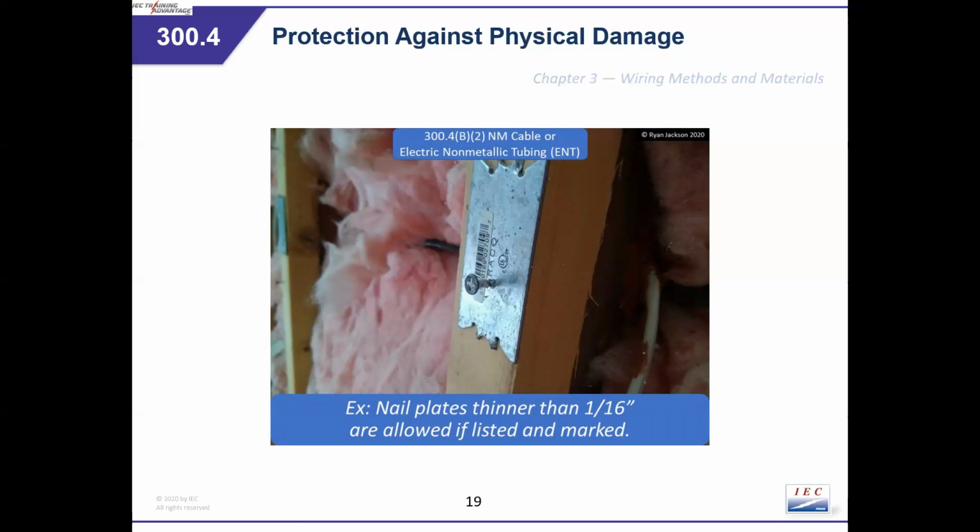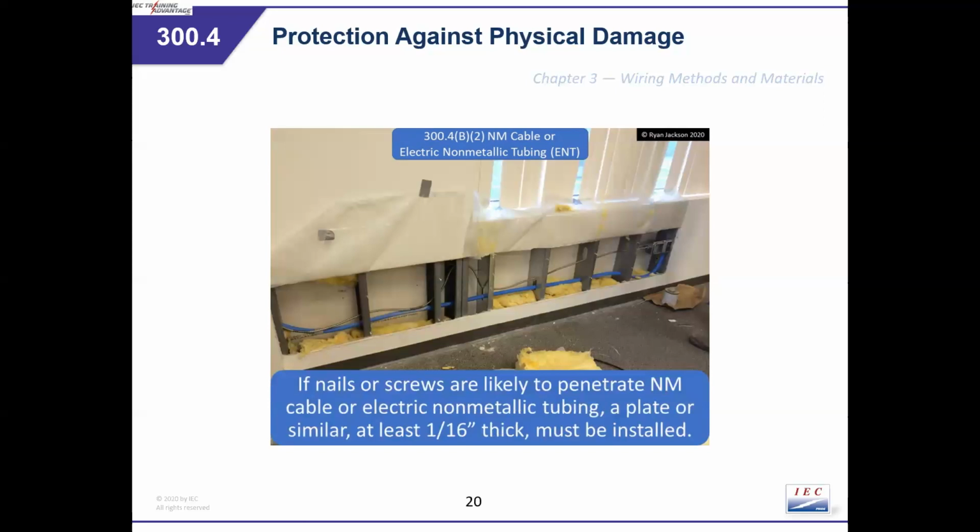Nail plates thinner than 1/16 of an inch are allowed if they're listed and marked. Okay, so that means they need to be listed by some testing and marked as such. B2 still under NM cable or ENT. If nails or screws are likely to penetrate NM cable or electric non-metallic tubing, a plate or similar must be installed. Just other examples moving through it kind of show you.